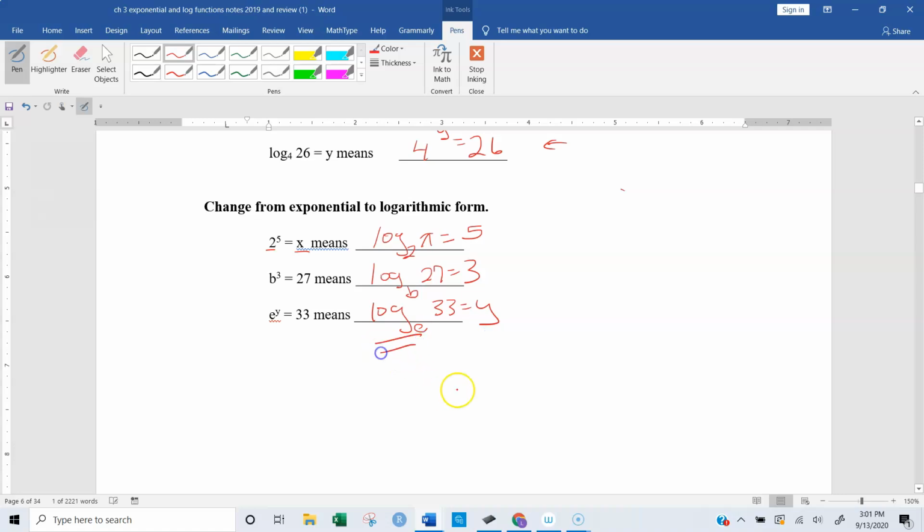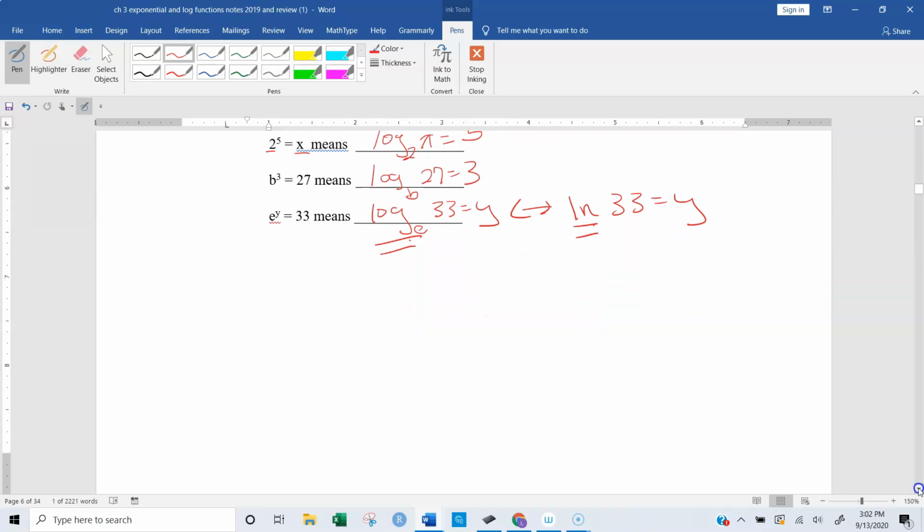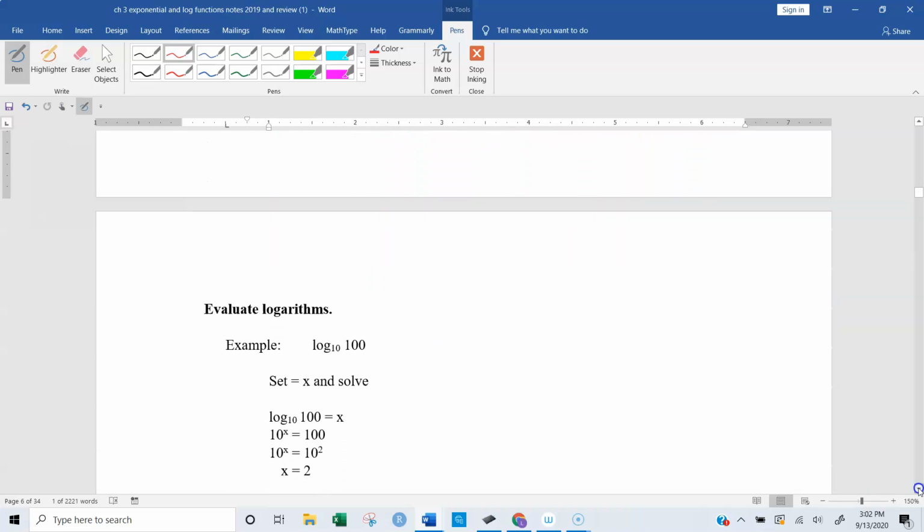The only problem is log base e technically isn't a thing. That is always known as the natural log. So it's ln of 33 equals y. This is a button on your calculator. That's why we have to know what this means. These are identical. Natural log means base e, just like a regular log means base 10. That's known as your common log.